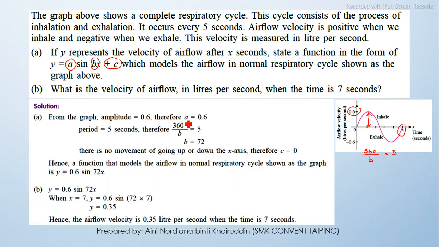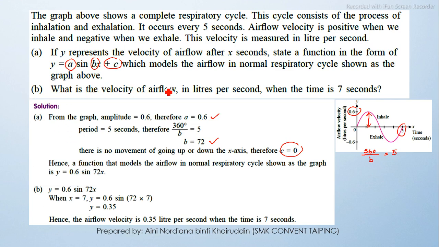So this is the solution. The amplitude, the value of a, is 0.6. The value of b is 72, which is 360 divided by 5. As you can see, there is no movement for the graph. Therefore, the value of c is 0. Hence, a function that models the airflow in the normal respiratory cycle shown in the graph is y equals 0.6 sine 72x.